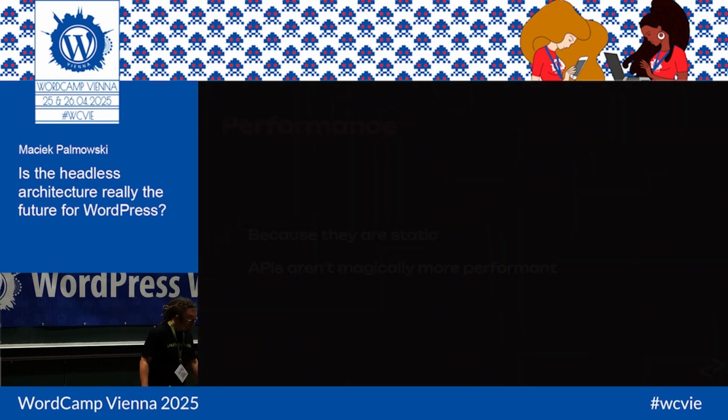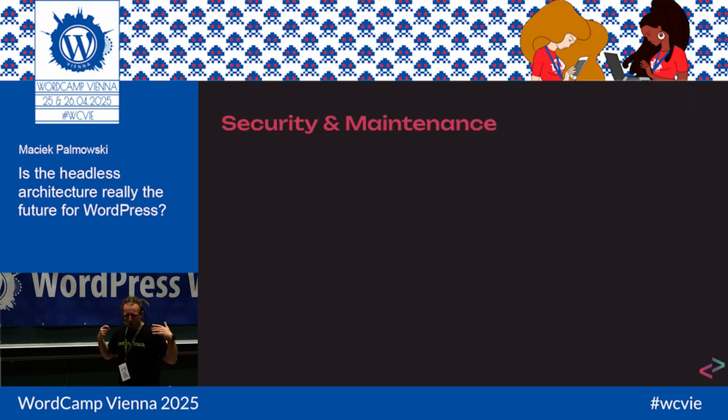Another thing: security and maintenance. Of course, everyone will tell you that, again, WordPress is horrible because it has those millions of vulnerabilities and so on. And of course, it's not true. I mean, look, I work at Patchstack. I know how many vulnerabilities there are. Only 7,000 in the whole ecosystem last year.